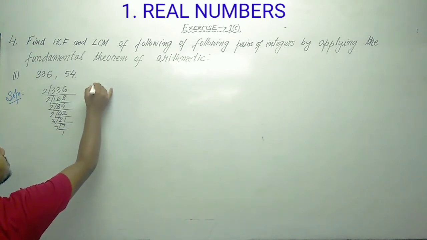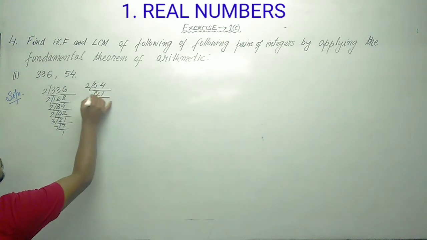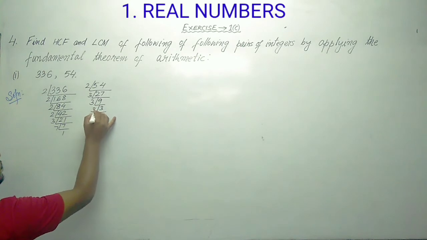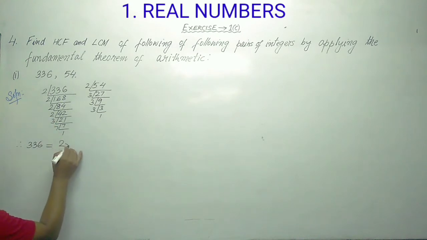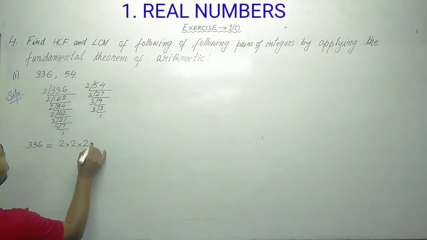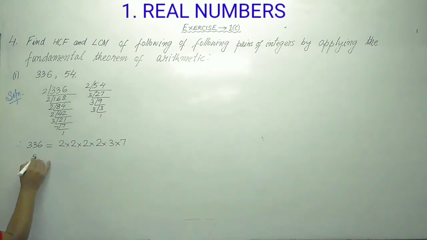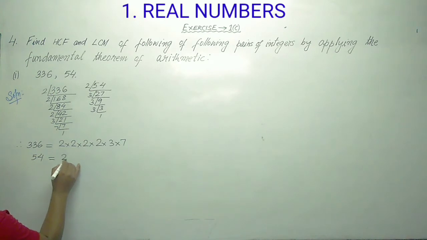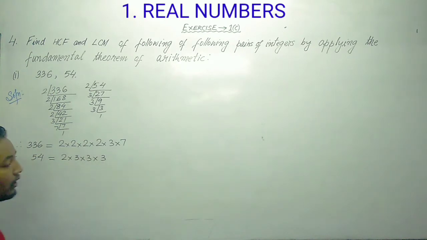Similarly, let us do it for 54 also. 2 27s are 54, 3 9s are 27, 3 3s are 9, 3 1s are 3. So therefore, let us write down 336 as a product of its factors: 2 into 2, 2 into 2 into 3 into 7, and 54: 2 into 3 into 3 into 3.